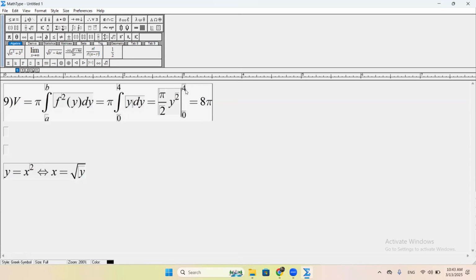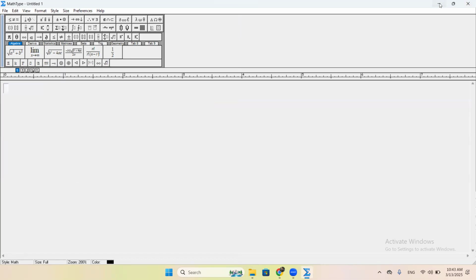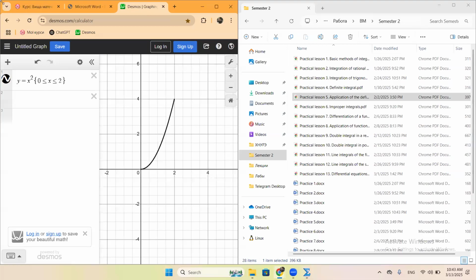Any questions about this exercise? Okay, if no questions, let's move to the next exercise.